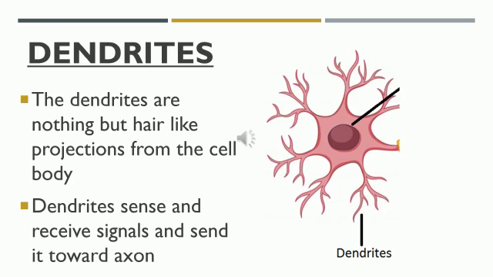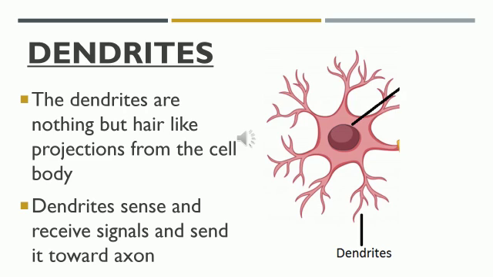The next part of the neuron is the dendrites. Here you can see in the picture how dendrites look. The dendrites are nothing but hair-like projections from the cell body. These dendrites sense and receive signals and send them towards the axon. So whatever signals our sense organs feel, these signals are sent to the axon, and this is the function of dendrites.